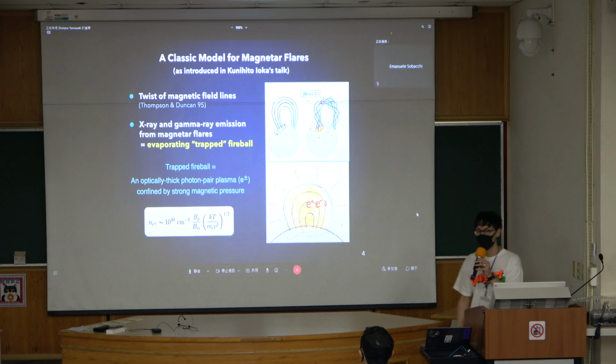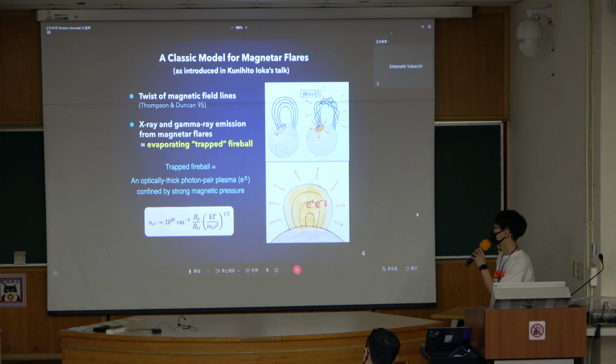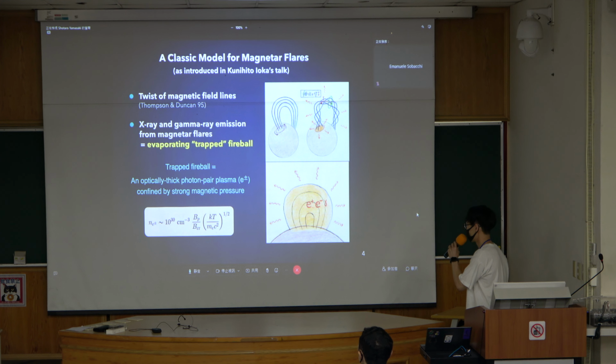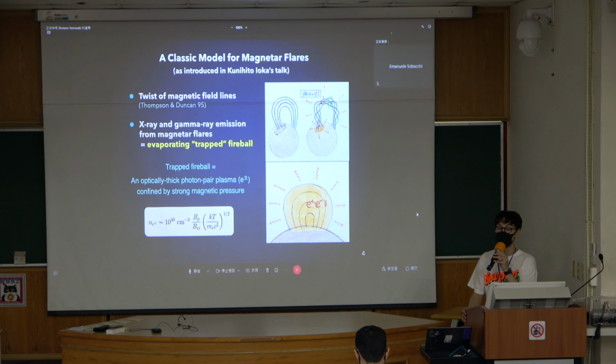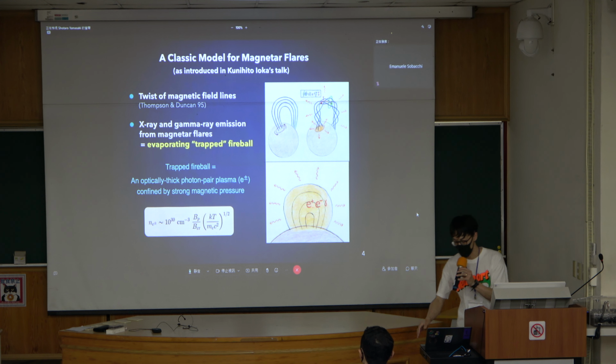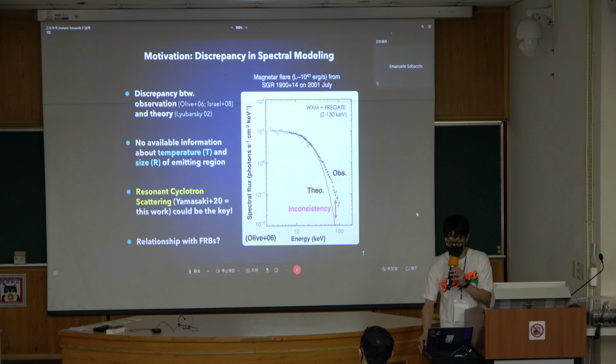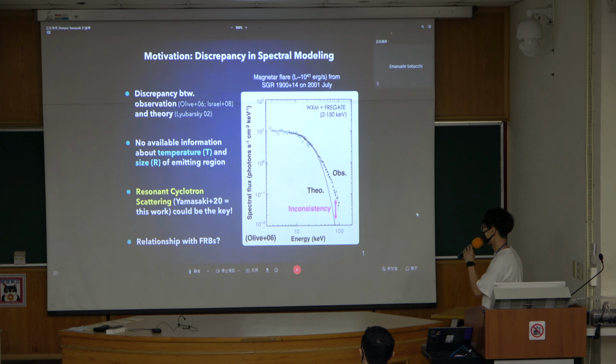This was again already introduced by Kunisato, but the typical classical model for this kind of magnetar flare is thermal emission from the trapped fireball. I skipped the explanation because it's already introduced, but this is just plasma coupled with radiation. It is highly dense, and any radiation coming out from the surface is already thermalized. So we only see thermal X-ray to gamma-ray emission. This is what we see as a magnetar flare. This is a naive understanding. However, after this consideration, we still see some inconsistency here. So this is the motivation.